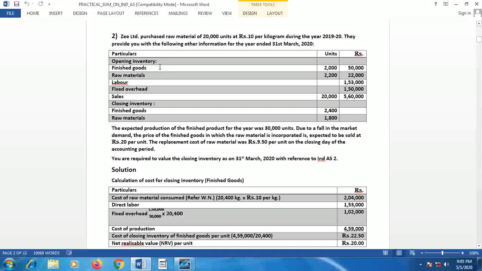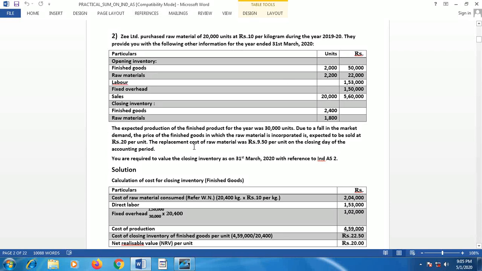In this video, I am explaining how to value inventories under Ind AS 2. The illustration you can see on the screen is that a company has purchased 20,000 units of raw material at rupees 10 per kg, and the year-end accounts giving the details of cost of goods manufactured are given, and also the information regarding opening inventory consisting of finished goods and raw materials, and closing inventory again consisting of finished goods and raw materials are given along with additional information.